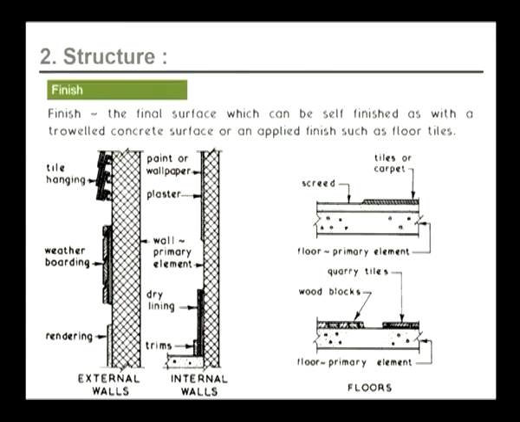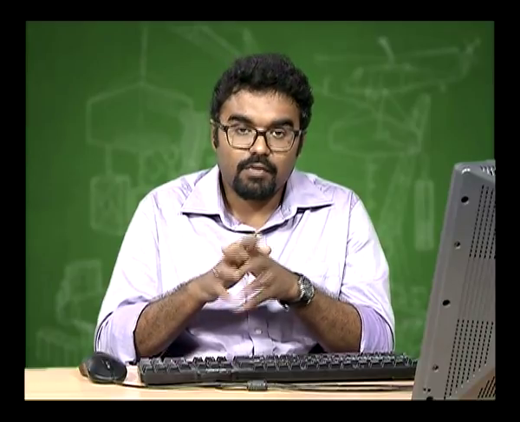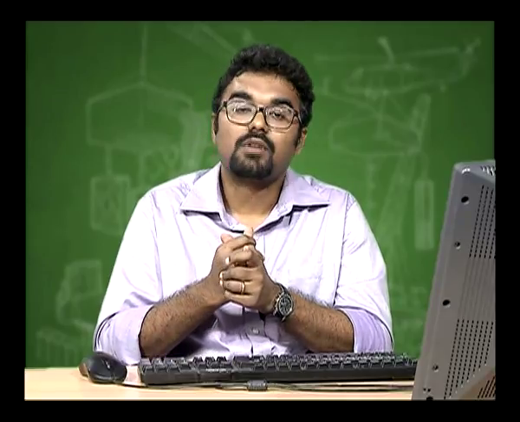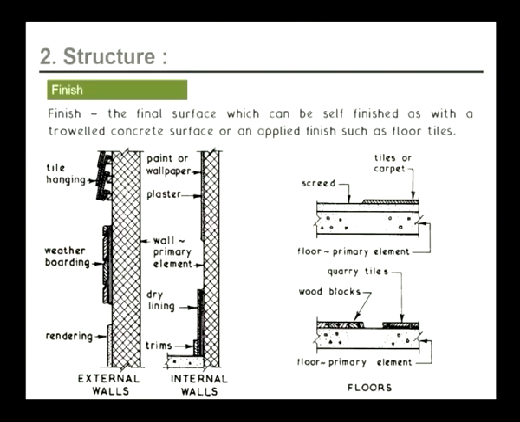Finish, the final surface which can be self-finished, as with a trowelled concrete surface or an applied finish such as floor tiles, is called finish. Finish is nothing but the final surface what we see after the construction. We can leave it as a trowelled concrete or a plastered surface, or we can apply a finish on it as discussed earlier, like paint finish.